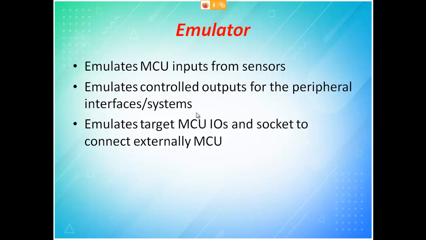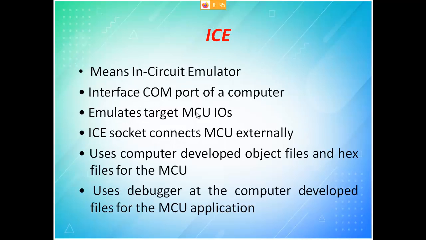With the target hardware device, I don't know what is inside the program, so I will just test it with a real IC. That is the difference between the two. So for the ICE, there is an interface COM port for the computer, which is nothing but a serial communication port to the computer. Finally that comes into your program and you check it. The emulator target, then the ICE socket, connects to the MCU externally. Use the computer's development object files and hex files for the MCU.